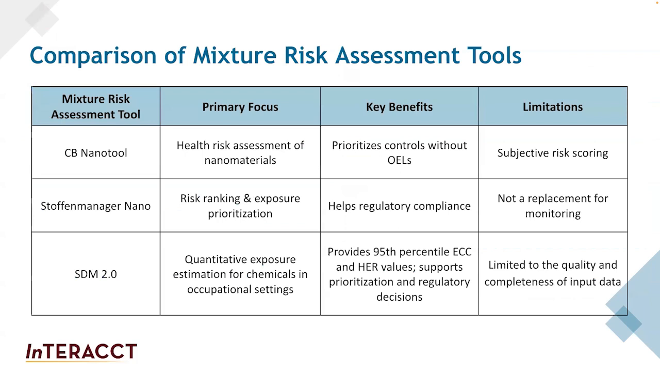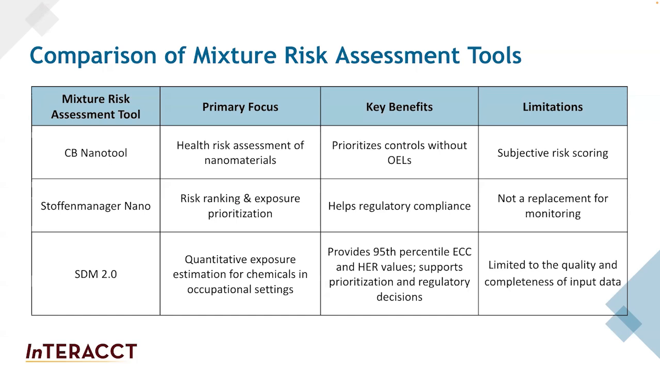This table compares three mixture risk assessment tools, CB Nano Tool, Stoffenmanager Nano, and STM 2.0, by their primary focus, key benefits, and limitations. The CB Nano tool is designed for health risk assessment of nanomaterials and is especially useful for prioritizing controls when no occupational exposure limits exist. However, it relies on subjective risk scoring.